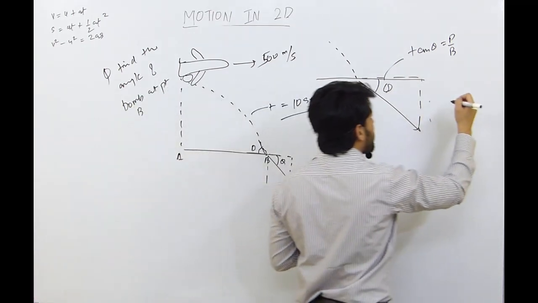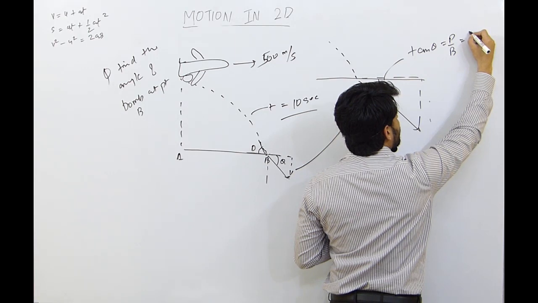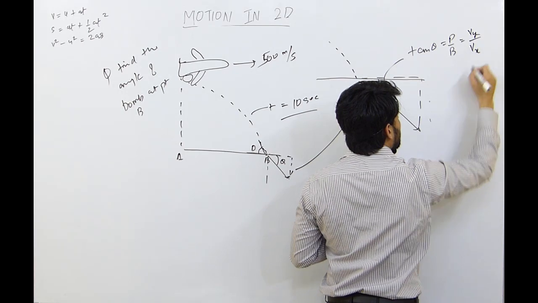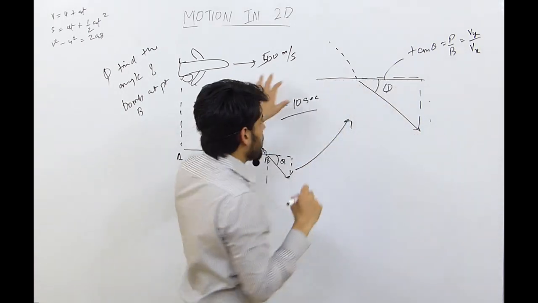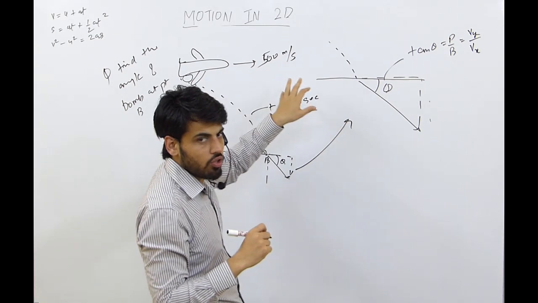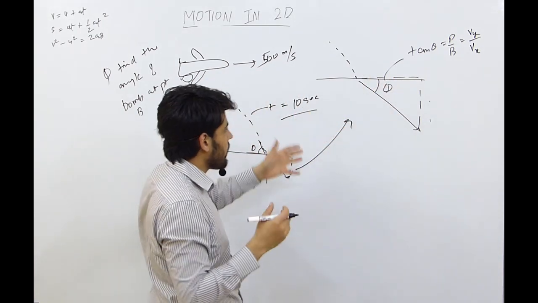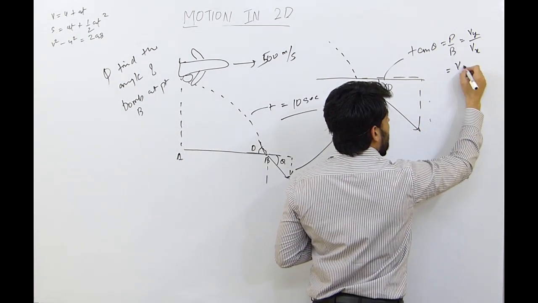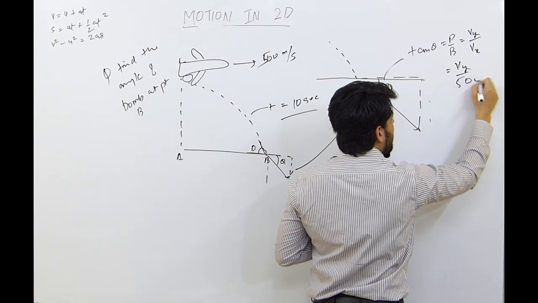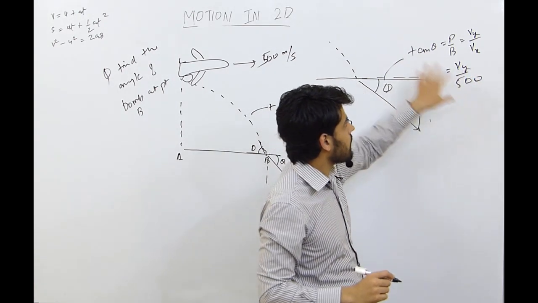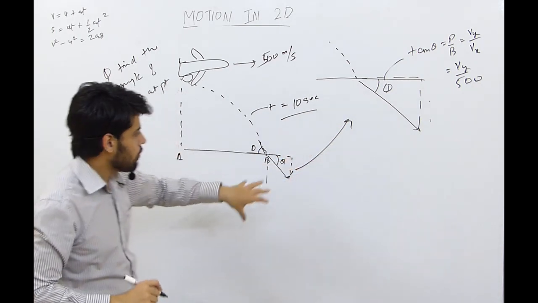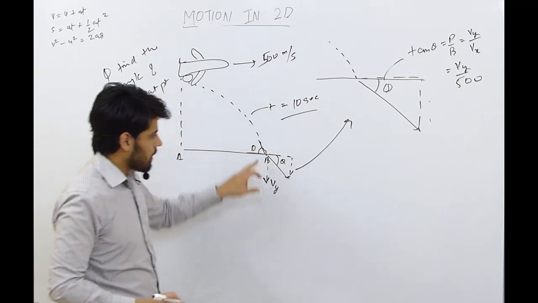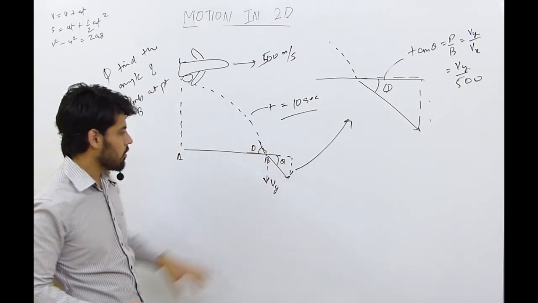And the vertical component over the horizontal is Vy by Vx. Vx is known. It is clear that the plane is moving horizontally, so Vx or Ux, initial or final, will remain the same because there is no acceleration. So if we are able to find Vy, then dividing that by Vx, 500, theta can be calculated. Our motto is to find the velocity Vy when this bomb strikes the ground.